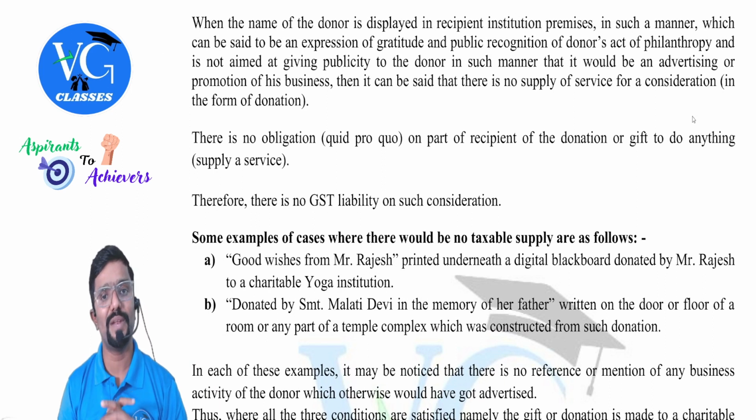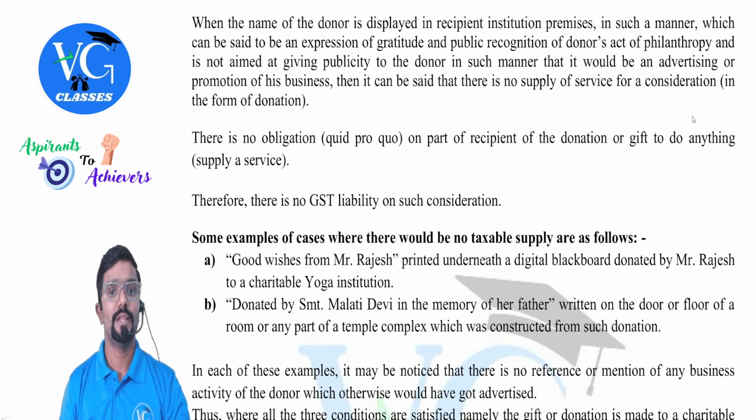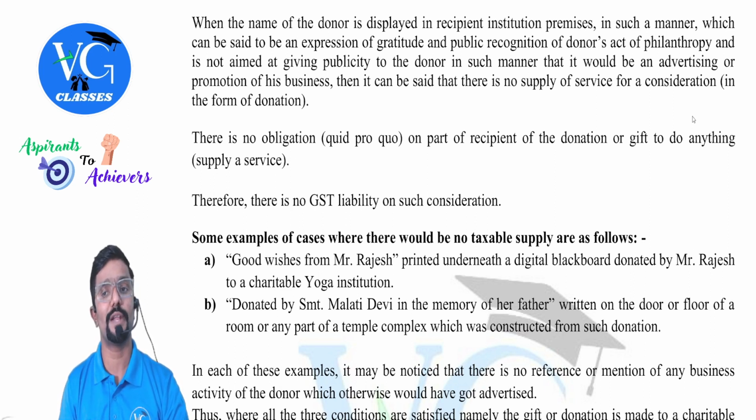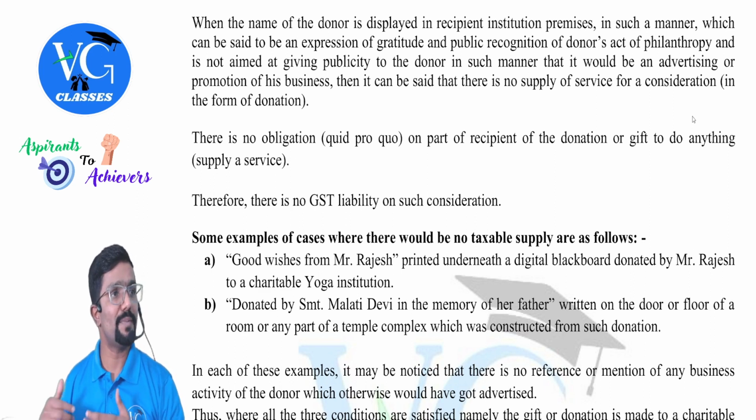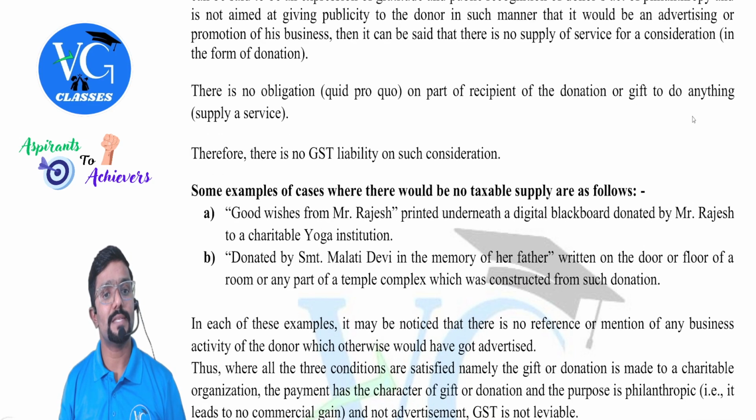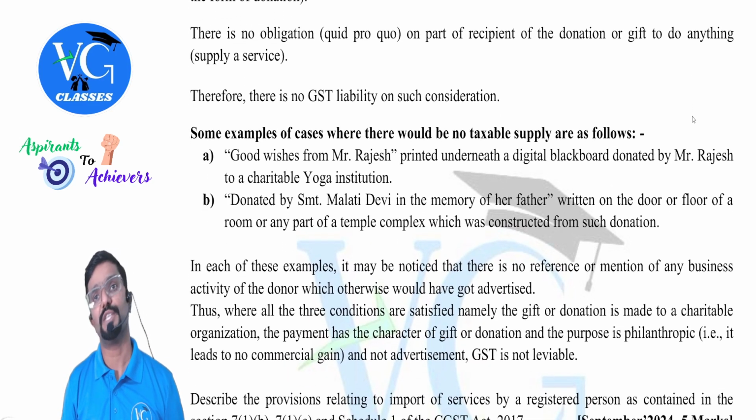When the name of the donor is displayed in the recipient's institution or premises in such a manner that it can be said to be an expression of gratitude and public recognition of the donor's act of philanthropy, and it is not aimed at giving any publicity to the donor in such a manner that it would be an advertising or promotion of his business, then it can be said that there is no supply of service for a consideration in the form of donation. There is no quid pro quo obligation on the part of the recipient of the donation or gift to do anything. In that case, therefore, there is no GST liability on such consideration.